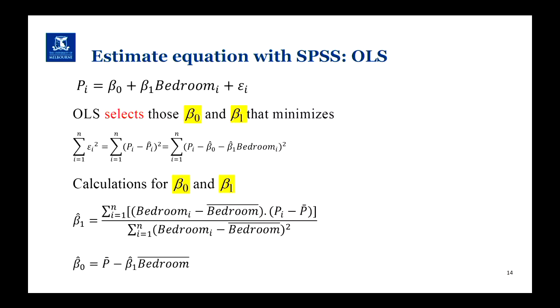So that's P bar, which indicates the average value of price, and that's the average value of number of bedroom. So from here we can see the intercept indicates the differences between the average values.